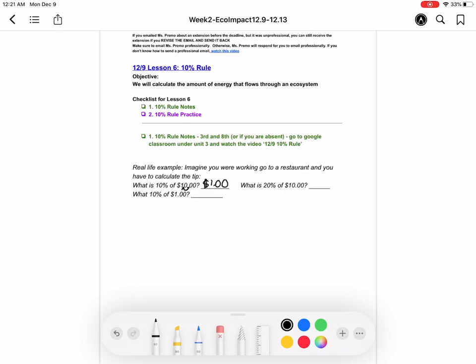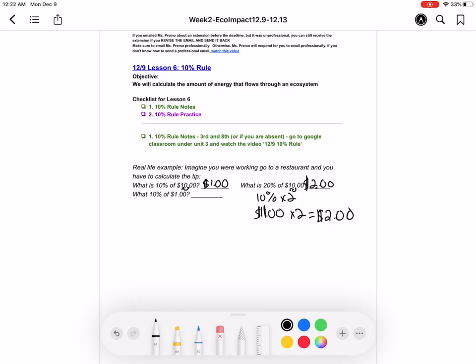All right, normally the average amount that you're supposed to tip is about 18 to 20%. I always do 20%. And the way that you do that is you just take the 10% times 2. We know that 10% of $10 was $1. And then I just multiplied that by 2 because 10% times 2 is 20%. So $1 times 2 equals $2. So then that means that on that bill, I would be leaving $12 total.